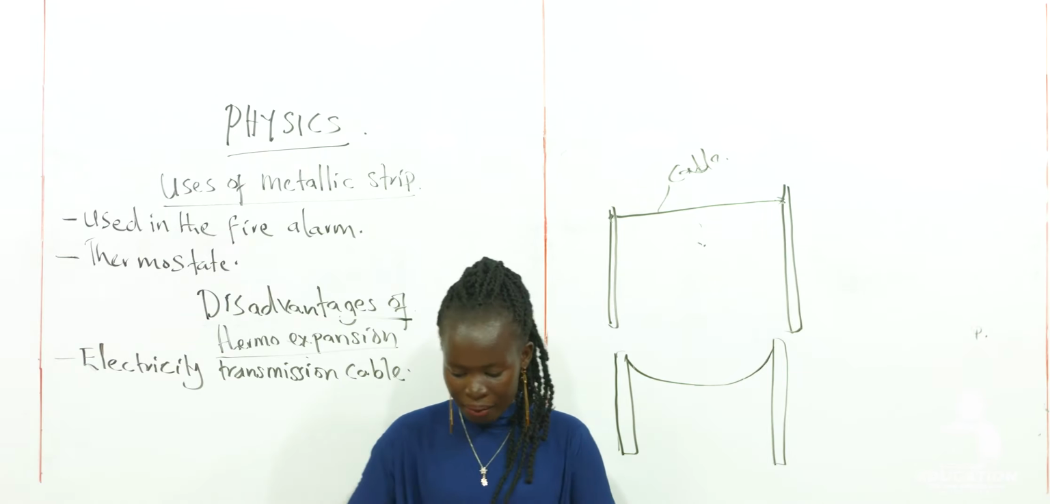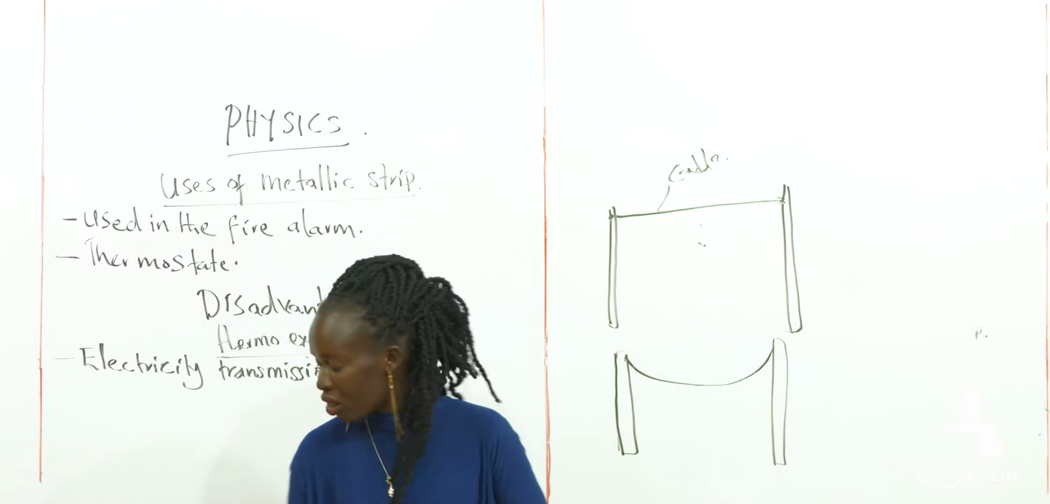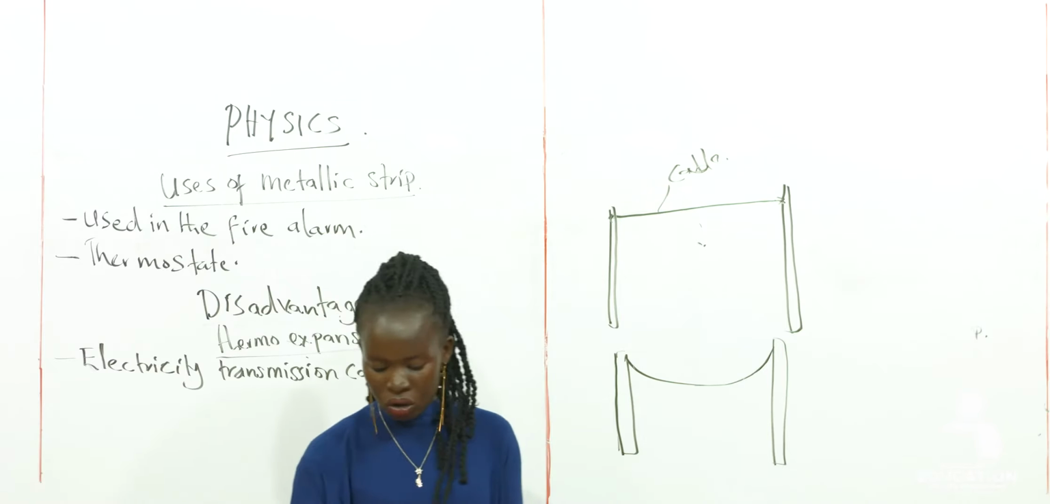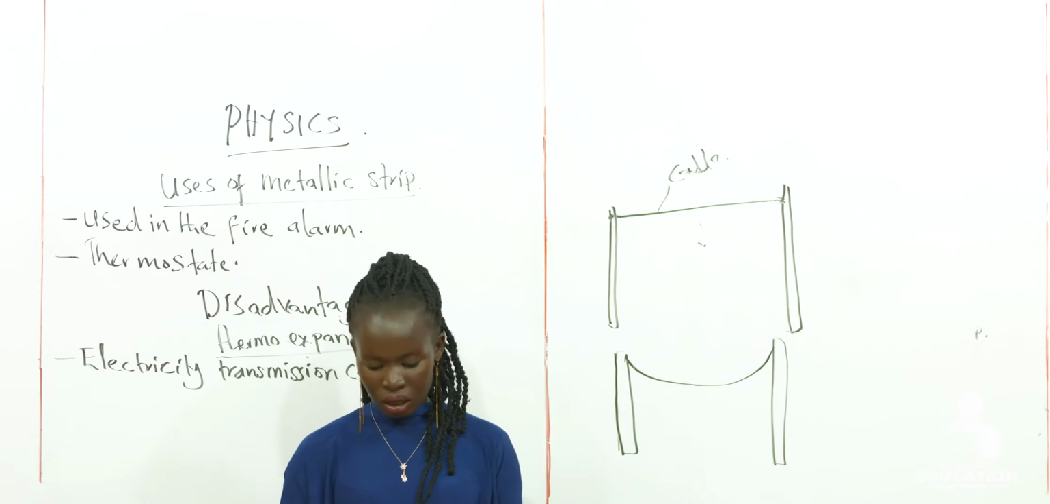So we have another one, which is on the railway. It can cause the railway to what? To buckle.